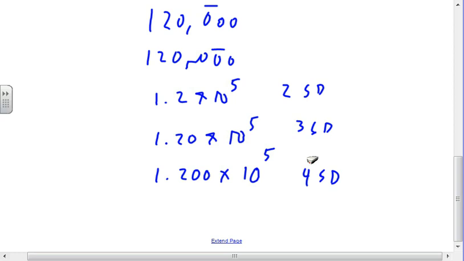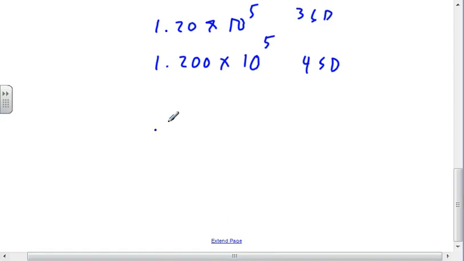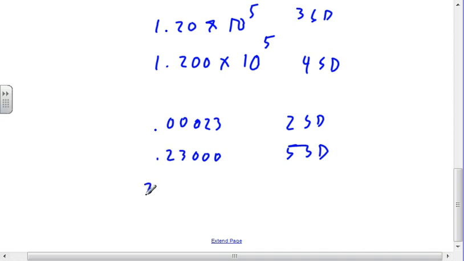Zeros to the right of a whole number are not going to be significant. Zeros to the left will be. So if I had 0.00023, I only have 2 significant digits, but if I had 0.23000, I'd have 5 significant digits. If I had 23000, I would have 2 significant digits. If I had 23000 point, I would have 5 significant digits. Okay, so those are some of our significant digit rules.